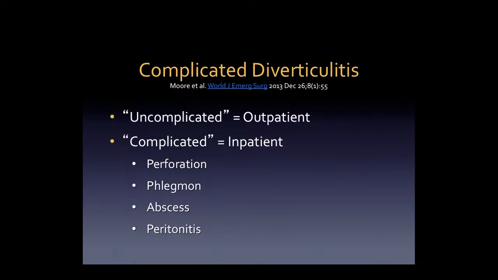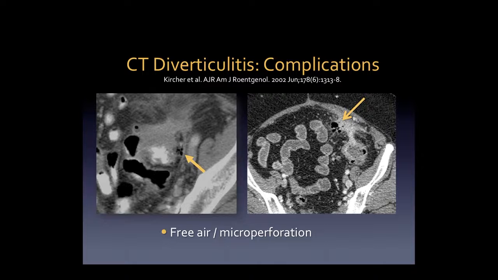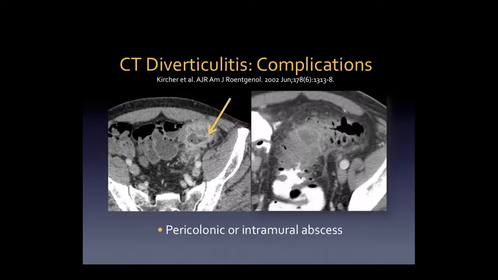So the sorts of things we're looking for to designate a case as complicated are perforation, phlegmon, abscess, and peritonitis. With bowel perforation, one of the best signs to make the diagnosis is to look for free air. Often the amounts of free air are pretty small in perforated diverticulitis, just little bubbles next to affected areas of the colon, indicative of microperforation.